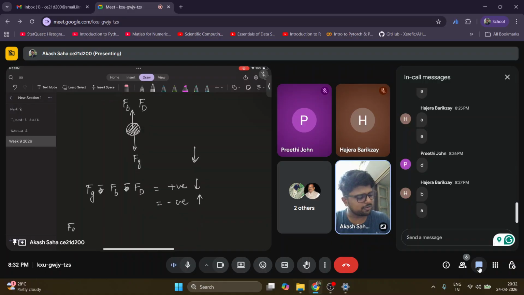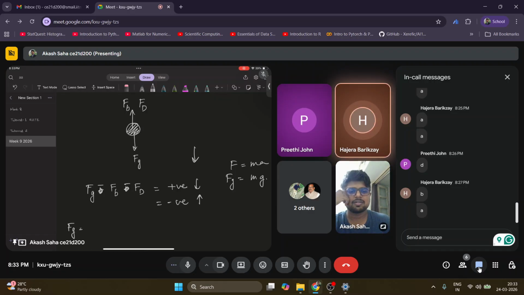So how can we calculate the gravitational force? This is basic physics that I am asking. What is the formula for F? Force is equal to mass into acceleration, Newton's second law. So gravitational force will be equal to, instead of a, I can write g, m into g.